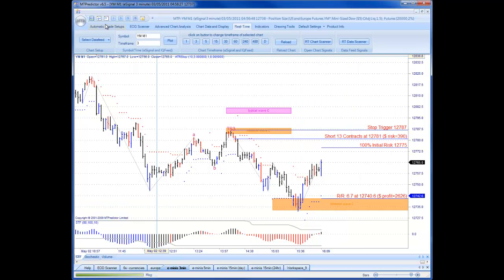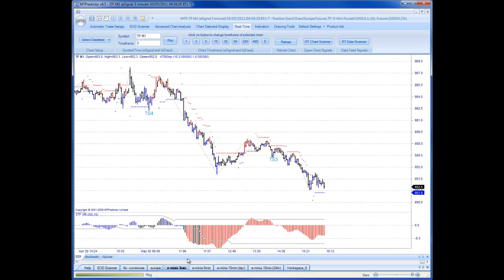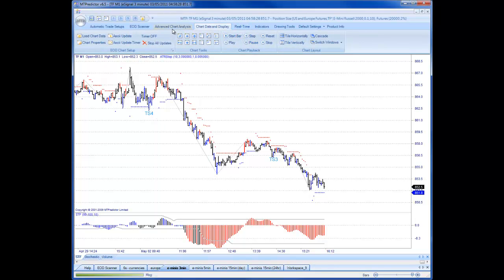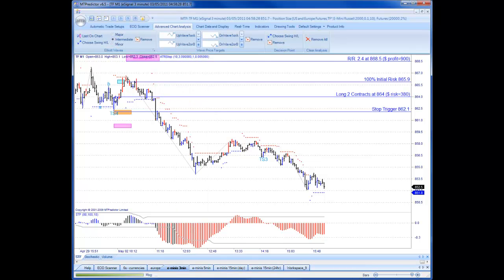So good result. Let's have a look at some of the other markets. On the Russell Index, we had a TS4 buy here that went up into, if I put the DP on, went up into the DP from the prior wave, the wave below. So in this example, if I put the analysis on, at the very least, when the market got up here, you should have your stop at break even.